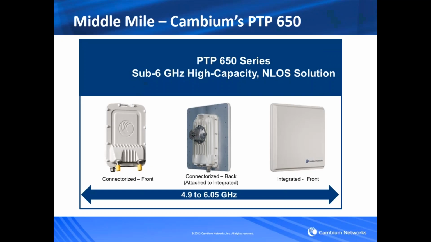Our middle mile radio, our point-to-point 650 radio, once again has sub-6 gigahertz capacity and works in the 5.1, 5.4, and 5.8 range. You can see it's very small if you use the integrated antenna. Once again, if you want to lease space, it's a very small profile.